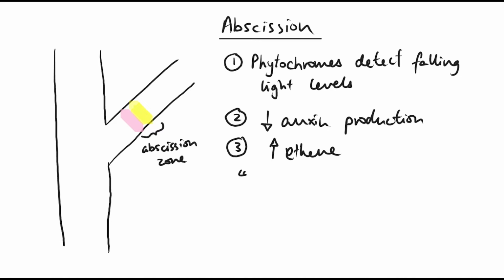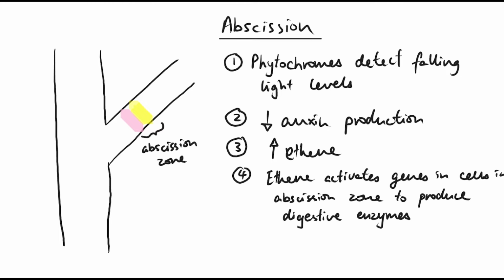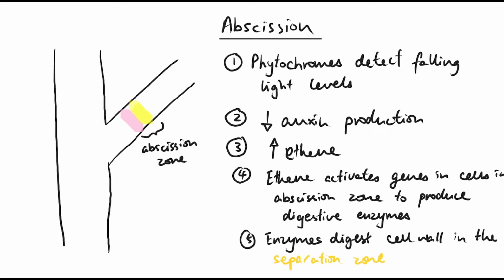What happens here is that the ethene will go into the cells and switch on the genes to produce enzymes. The ethene activates the genes in the cells within the abscission zone to produce digestive enzymes, and as the name implies, the digestive enzymes will go on to digest the cell wall. The enzymes will digest the cell wall in the yellow area, which is called the separation zone, or the separation layer, because that's where it falls off.